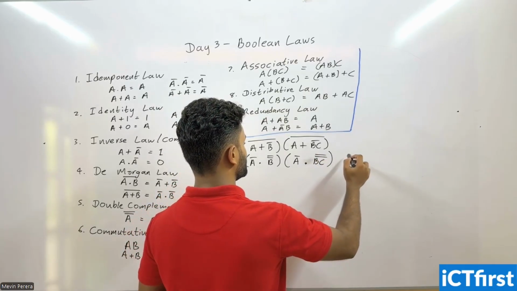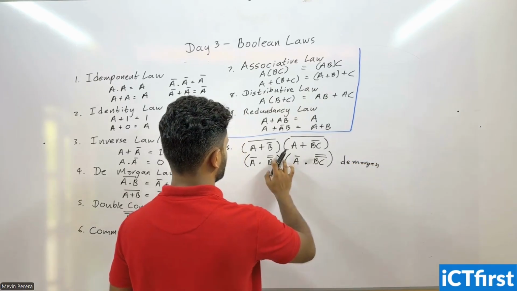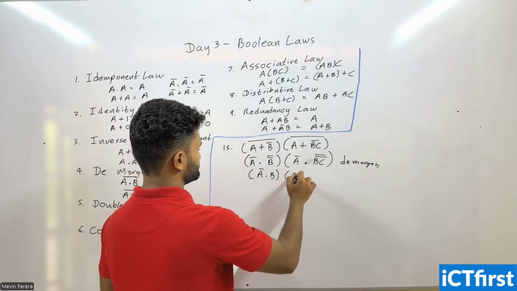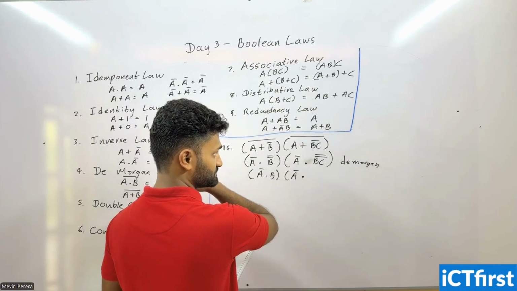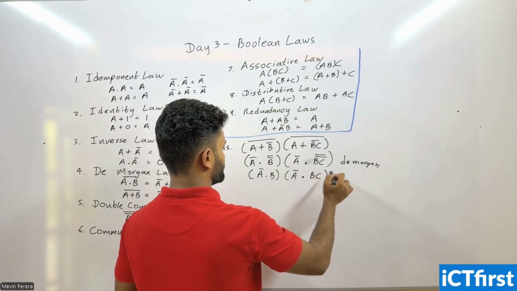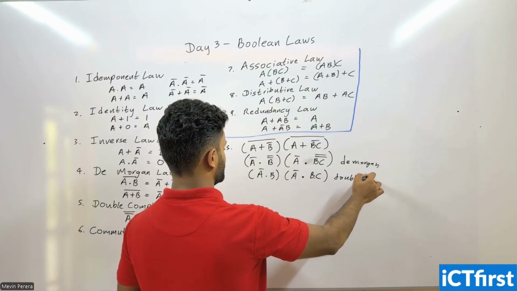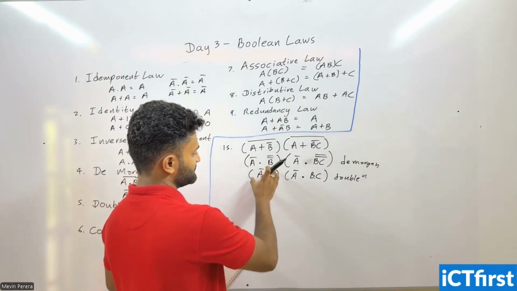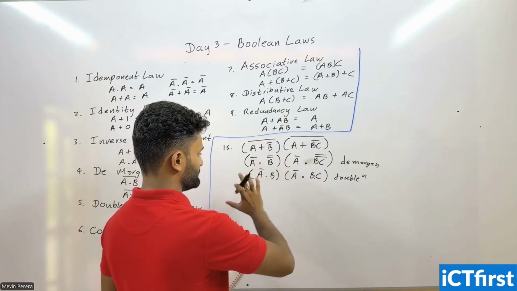Okay, so what is the law here? De Morgan's law. So these two bars are getting cancelled. So A dot B, A bar dot BC. So this is also double complement law. Now, since there's no plus, we could just straight away take this one and multiply with this one. And it's just a one-way multiplication.